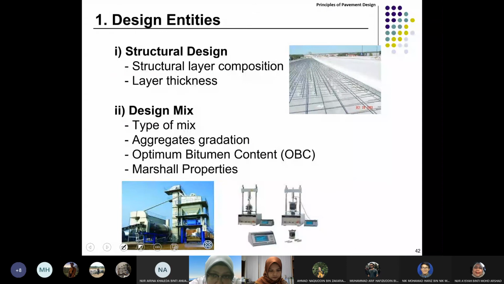Structural design, in order to design the pavement, you need to know the structural layer composition and also the thickness, okay, ketebalan dia dan juga apa material kita guna untuk setiap layer. Design needs, right? This is especially for the very top layer, permukaan. You akan buat aggregate gradation, you akan buat OVC, Marshall properties. Yang ni untuk kita punya surfacing layer, right? And then you know what is the type of the mix that you use. Grade dia berapa? 60, 70, 80, 90. Ada dia punya grade. Okay.